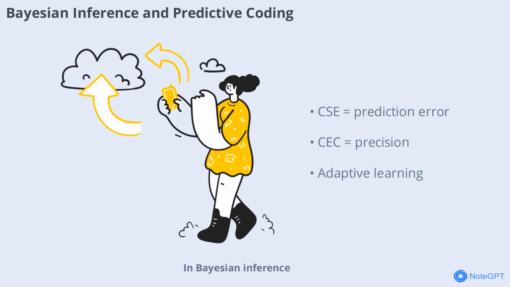In Bayesian inference, CSE is the prediction error or mismatch between beliefs and data, while CEC is the precision, inverse variance, or free energy density. By updating CEC in response to CSE, systems can adaptively weight new information, improving convergence and robustness to outliers. This principle underlies predictive coding in neuroscience and variational inference in machine learning.